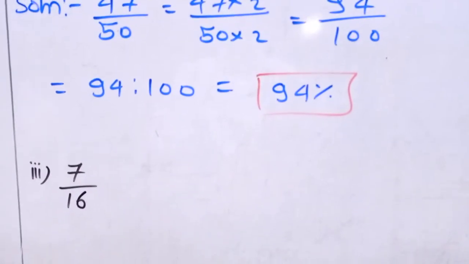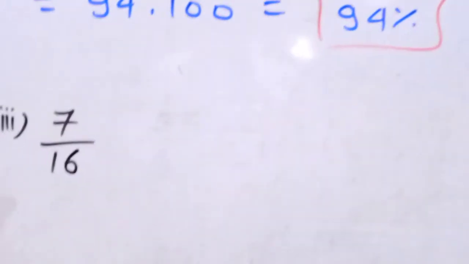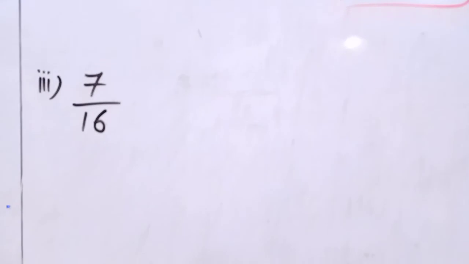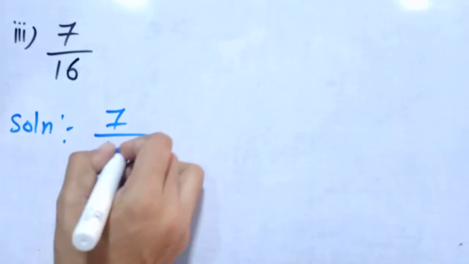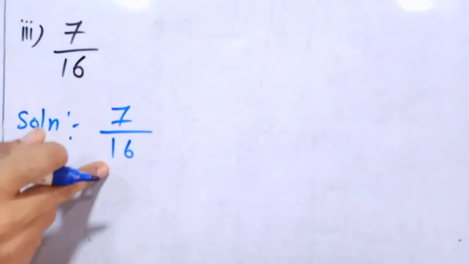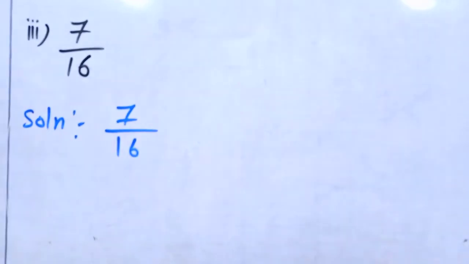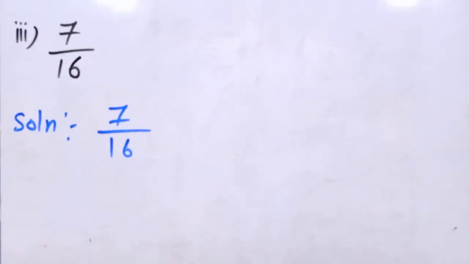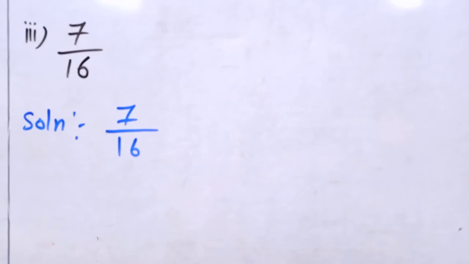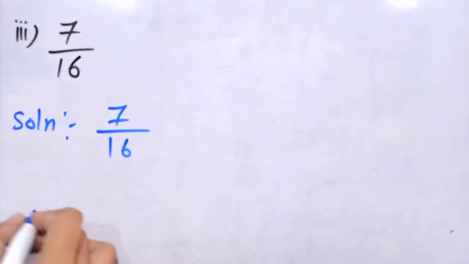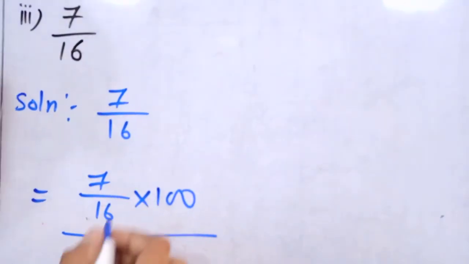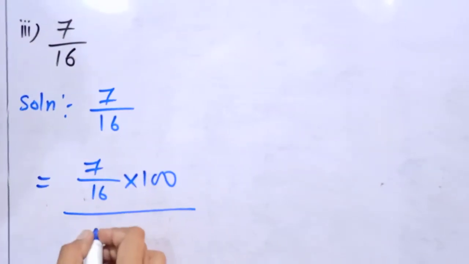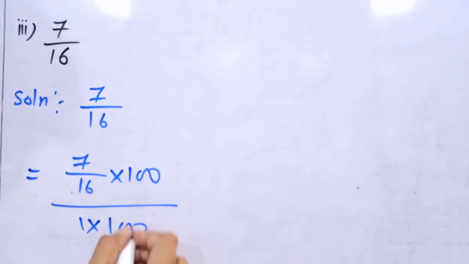Come to the third one. It is a little different. Not different, we can say the denominator is 16. As easily as we did in the previous sums, here we cannot. 7 upon 16. We cannot get 100 by multiplying 16 by any number, because 100 is not a multiple of 16. So what we have to do in the next line: 7 upon 16 multiplied by 100, and the denominator of the whole fraction is 1, there also we have to multiply by 100.